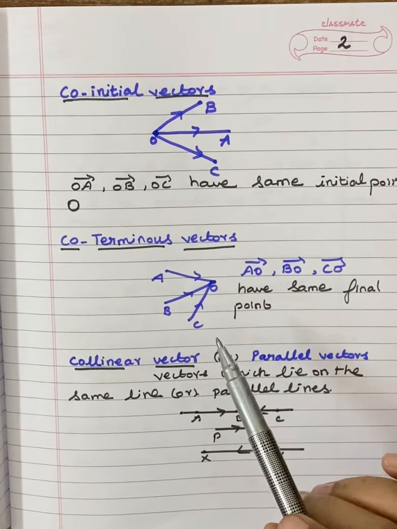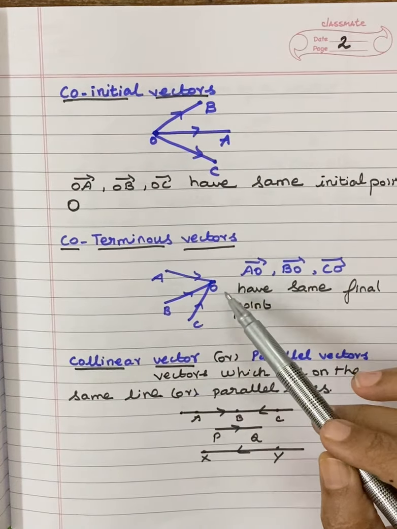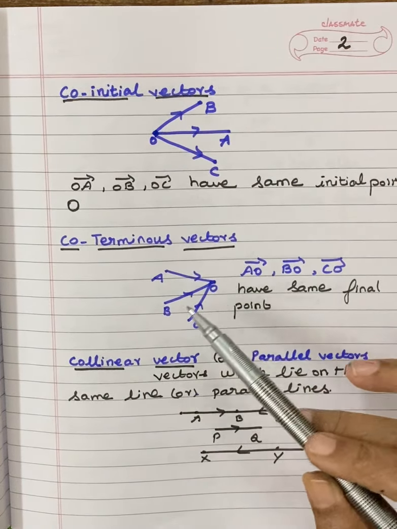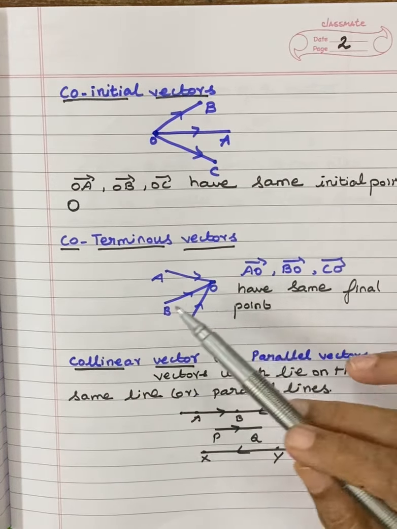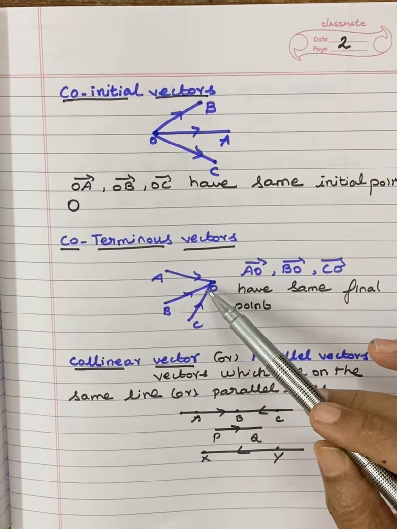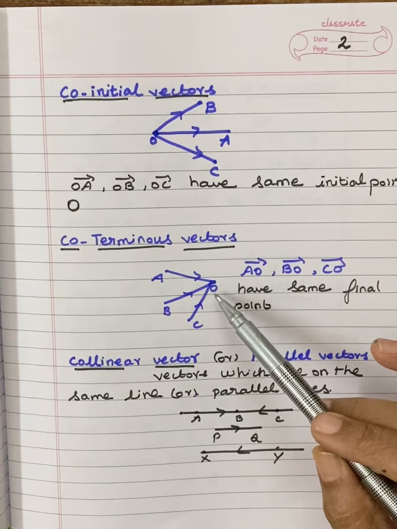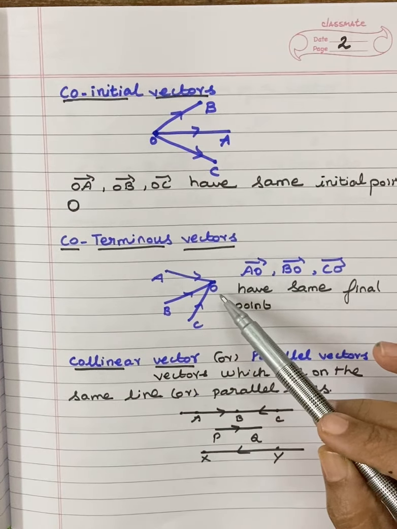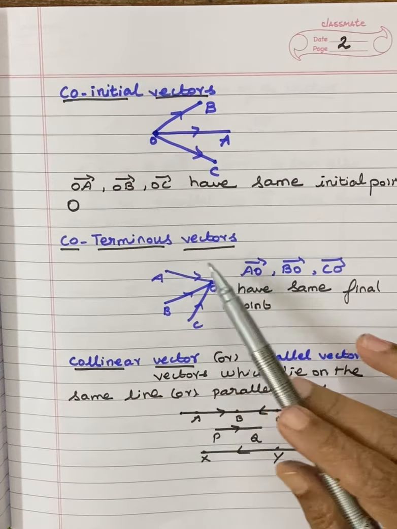Co-terminus vectors. From all directions the bus comes here. From Tirunelveli, from Bangalore, from Salem, the bus comes to Egmore. This is co-terminus, like a bus terminus. All come to the same place. End points are the same. Final points are the same. So they are called co-terminus vectors.